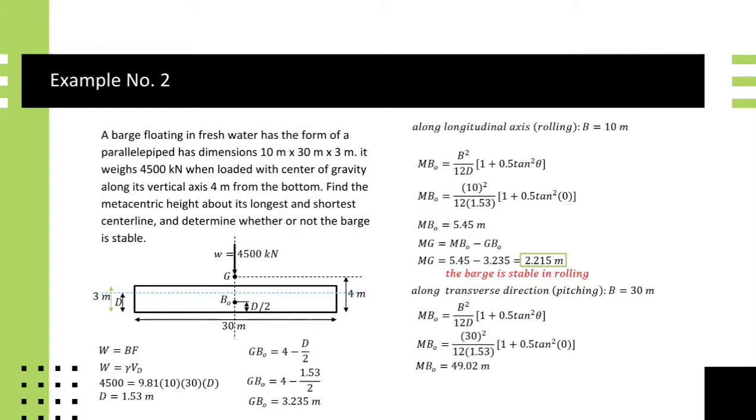So, dahil hinahanap ang ating metacentric height, minus mo lang ulit. MG is equal to MBO minus GBO. Then, salpak mo. MBO is 49.02. GBO is 3.235. Minus mo lang yan, and it will give you the answer of a metacentric height na 45.785 meters. So, sulat lang natin. The barge is stable in the pitching direction. So, yun lang. Ganun lang kasimple.